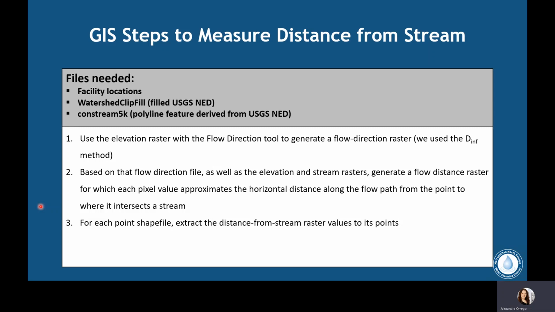And once you have those three layers, the steps in order to calculate this, we use the elevation raster with the flow direction tool to generate a flow direction raster. Based on that flow direction file, as well as the elevation and stream rasters, we generate a flow distance raster for which each pixel value approximates the horizontal distance along the flow path from the point to where it intersects the stream. For each point shapefile, we extract the distance from stream raster values to its points.